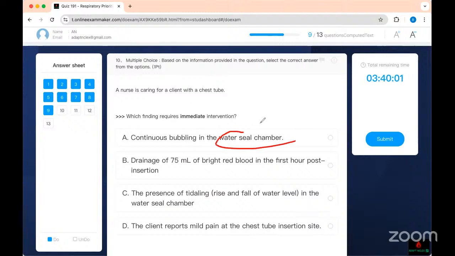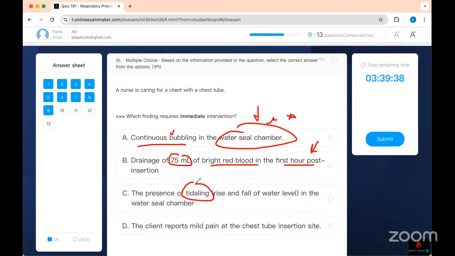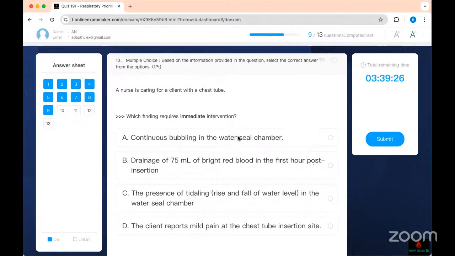But water seal, you can have bubbling there, but if there's bubbling, it should be intermittent. I don't need any bubbling there, but if it's going to be bubbling, it should be intermittent. 75 bright red blood when you insert it is okay. Up to 200 is worrisome. Tidaling means the chest tube is working, up and down, up and down. And the client with mild chest tube insertion pain is fine. But this is okay, 75 bright red blood. Don't pick it. As soon as the first hour, it's okay. This is bad.